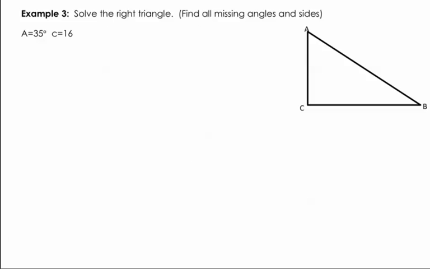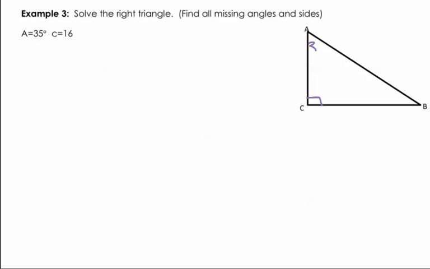So example 3 is asking us to solve the right triangle. We actually do not have a 30, 60, 90 or 45, 45, 90 triangle, so we're going to have to use good old-fashioned trig, sine, cosine, tangent in our calculators. See right here, this is our right angle.